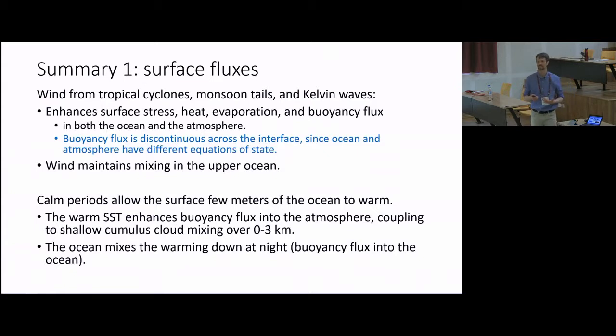In calm periods, the few surface meters of the ocean warm up under sunlight, and the warm sea surface temperature enhances buoyancy flux into the atmosphere, and that warms up the subcloud boundary layer and even couples with the shallow cumulus clouds over a depth of 3 kilometers. And the ocean mixes the warming down at night, so the mixing in the ocean is out of phase with the mixing in the atmosphere. We have mixing into the atmosphere during the day due to positive buoyancy fluxes and positive buoyancy fluxes into the ocean at night.